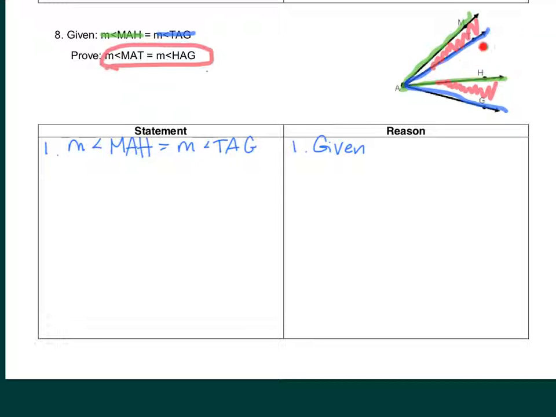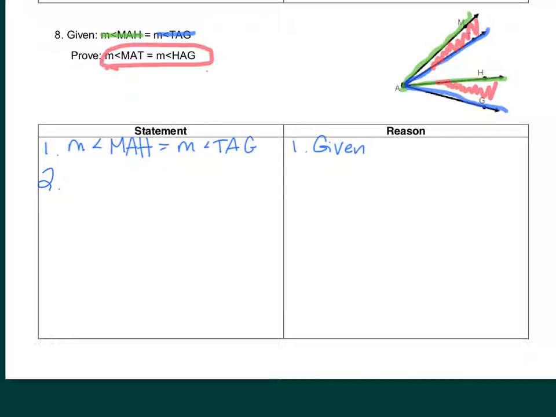They both have this angle here, TAH, that they share. That's the overlap. They both overlap there and they both share it. And we're going to have to get rid of that. If we get rid of this middle piece, then we have the two smaller angles. Looks like subtraction again.